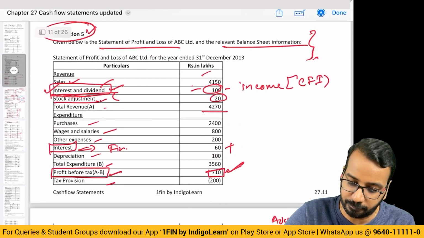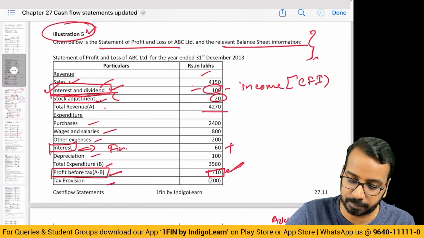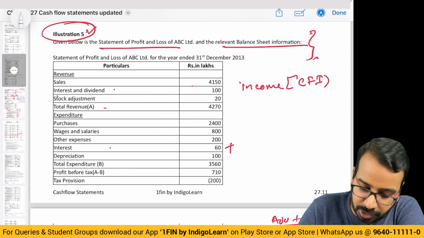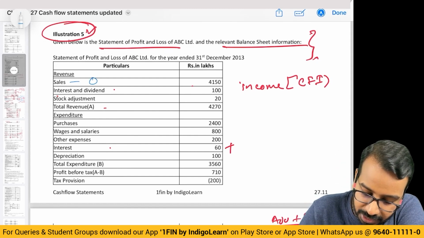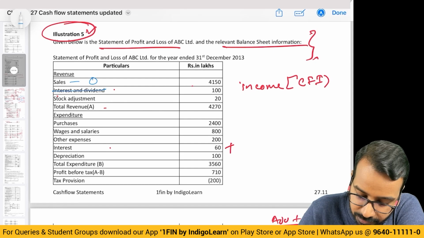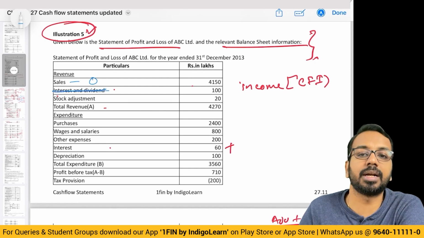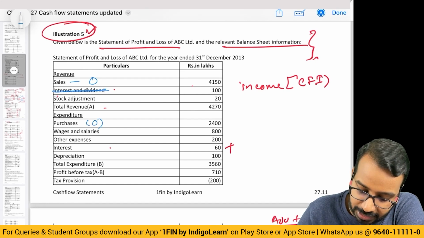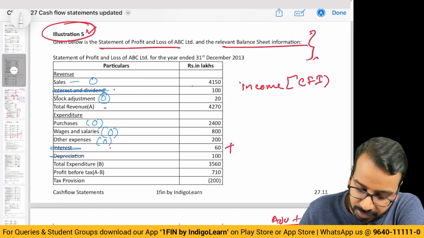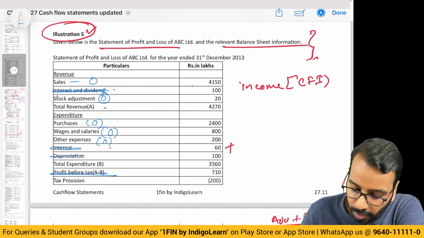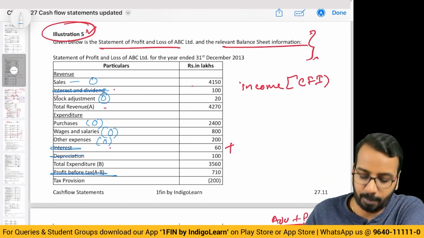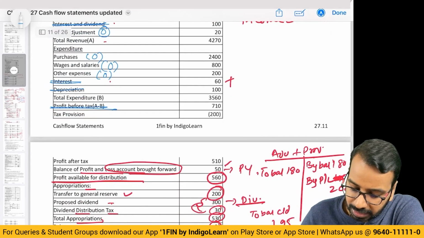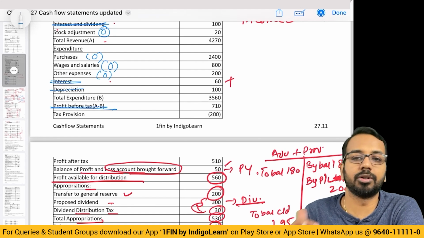Especially when P&L is given, the way you should approach is: sales, this is operating activity. Interest and dividend is an investment activity, ignore it. Stock adjustment does not result in any cash flow as such, so you'll ignore that. Then purchases is an operating activity. Wages and salary, operating. Other expenses, operating. Interest you will ignore. Depreciation you will ignore. Provision for tax you will ignore, because you will take directly the taxes paid. After that there is nothing related to your cash flow from operations.